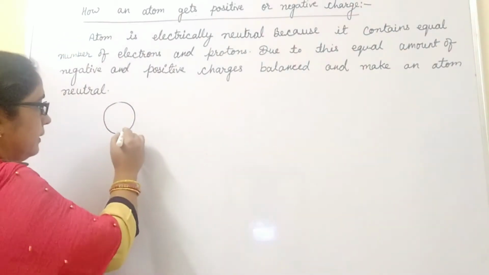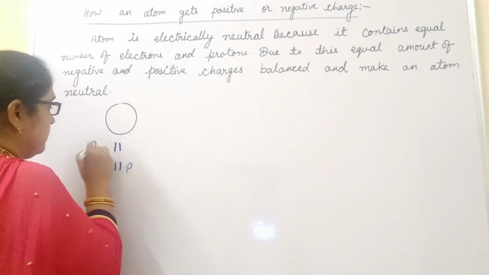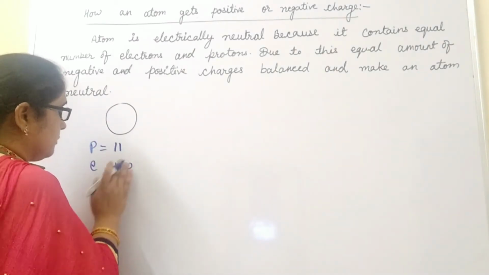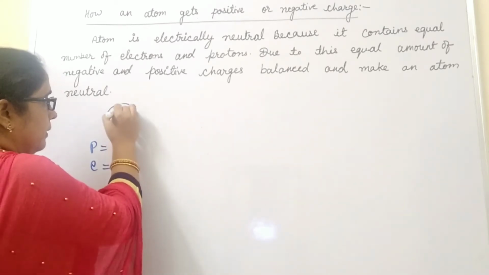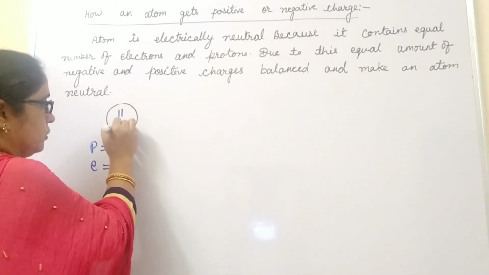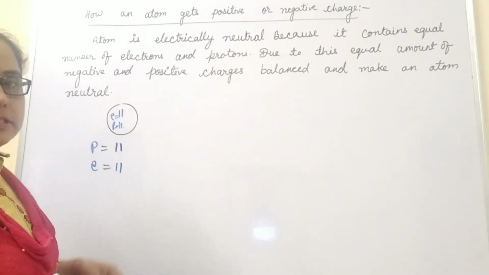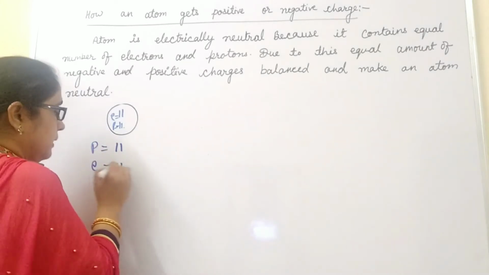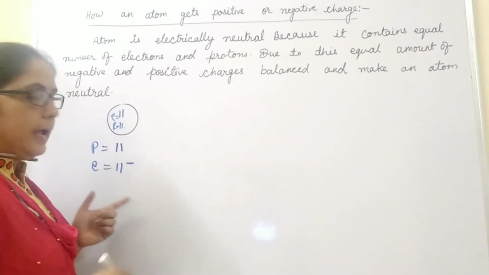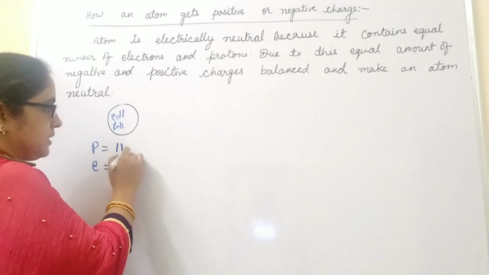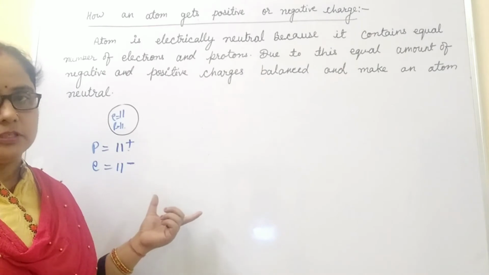For example, this is an atom. It contains 11 protons. Then the number of electrons will also be 11, because in an atom, the number of electrons and protons are equal. We know that electrons carry negative charge. It means the amount of negative charge is 11 negative units and the amount of positive charge will be 11 protons, so it is 11 positive charge.